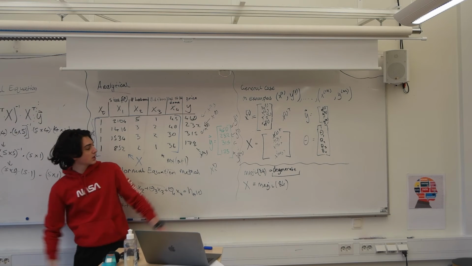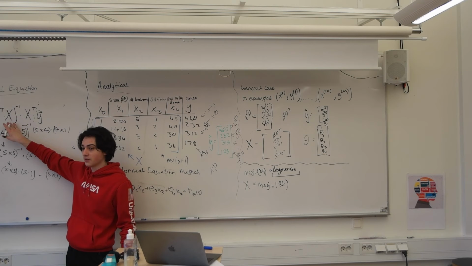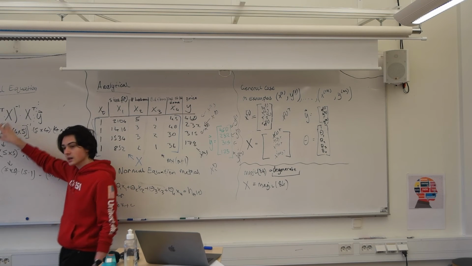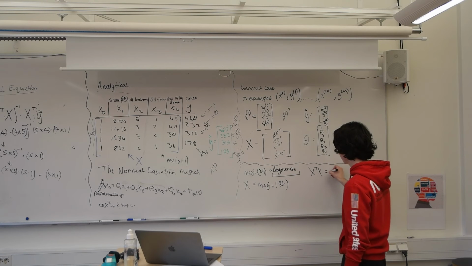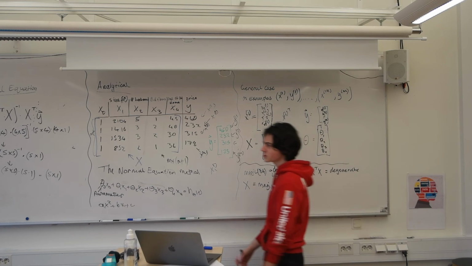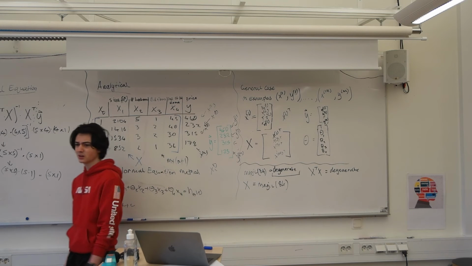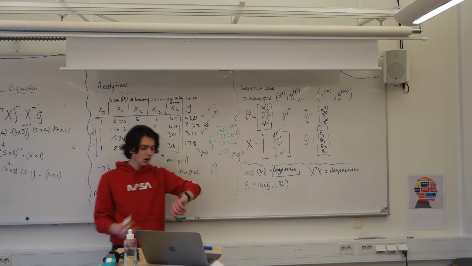Or it doesn't necessarily need to be that X is uninvertible. It just needs to be that X transpose times X is uninvertible, so it's degenerate. What do we do? Because then I can't take the inverse of that. Well, then I'm just going to be left with infinity. So machine learning can be done, but there are ways around this.